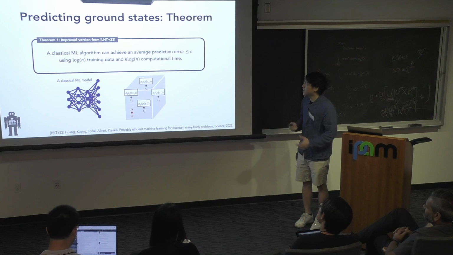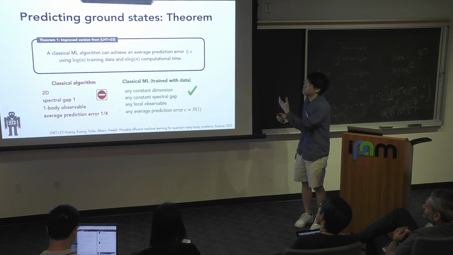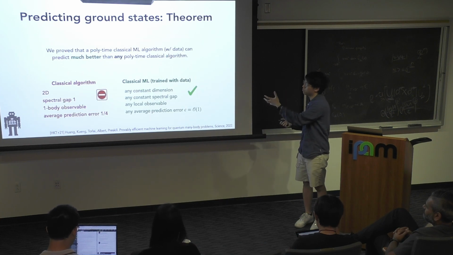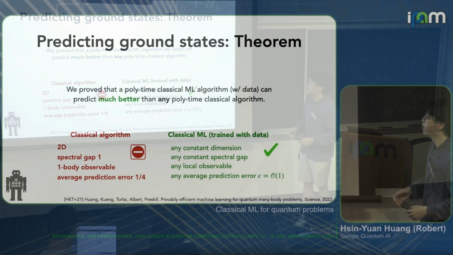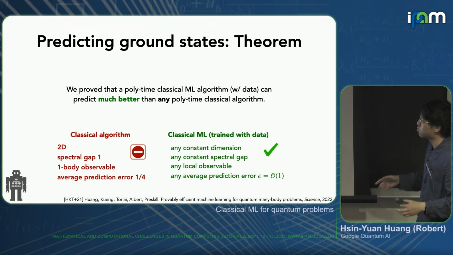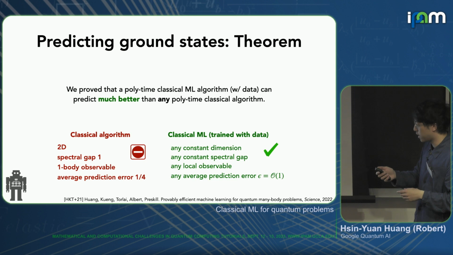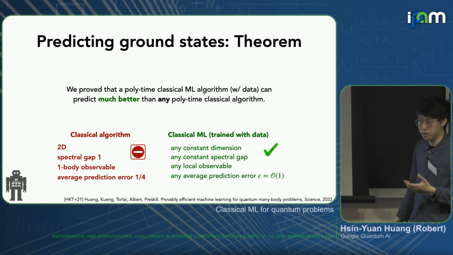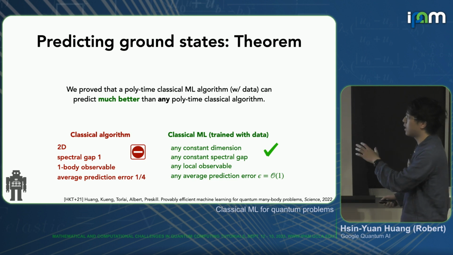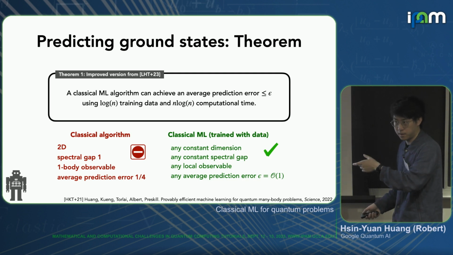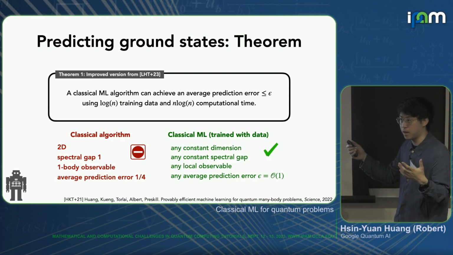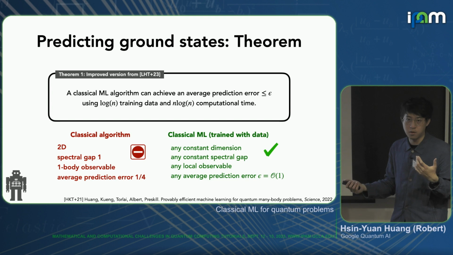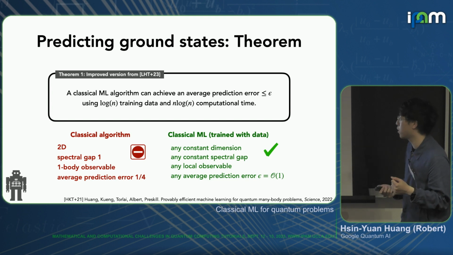Yeah. And so together, essentially, what these two results show is that a polynomial time classical ML algorithm trained with data can predict much better than any polynomial time classical algorithm. And note that the data that was trained on can be very, very limited. And then it can generalize from the data to predict new Hamiltonians, new inputs that you have never seen before.